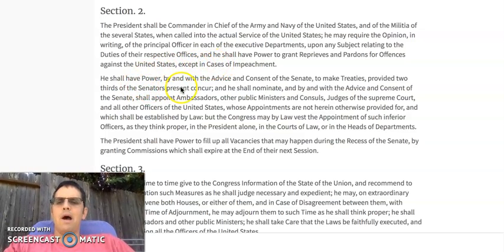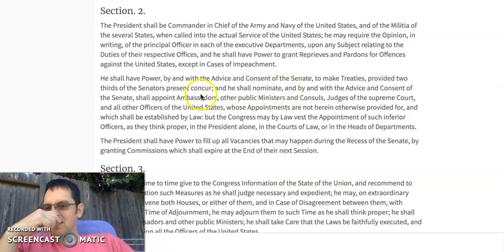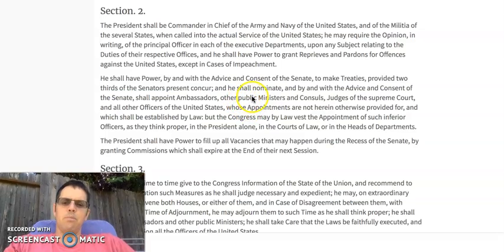He shall have power by and with the advice and consent of the Senate to make treaties, provided 2/3 of the senators present concur. And he shall nominate, and by and with the advice and consent of the Senate shall appoint ambassadors, other public ministers and consuls, judges of the Supreme Court. That's an important one. And all other officers of the United States, whose appointments are not herein otherwise provided for, and which shall be established by law.